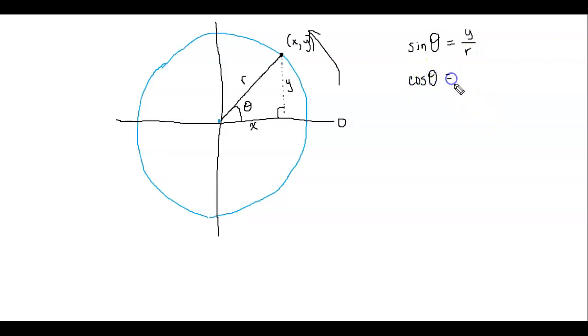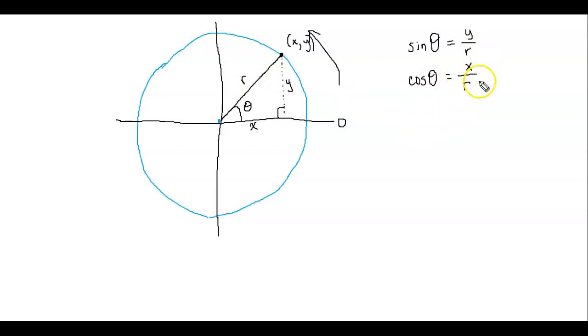Cosine is always equal to the adjacent side, that's the x here, over the hypotenuse, which is the radius of the circle. And so what we learn about circular trigonometry when we're thinking about angles on the circle spinning around the coordinate plane is that if we want to find the sine of an angle, it's going to be its opposite side over its hypotenuse. And if it's the cosine, it's the adjacent side over the hypotenuse.